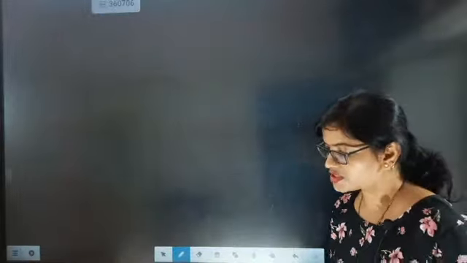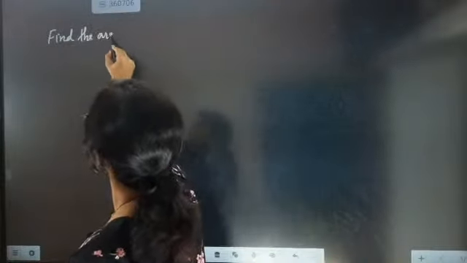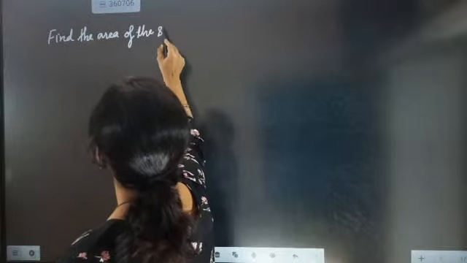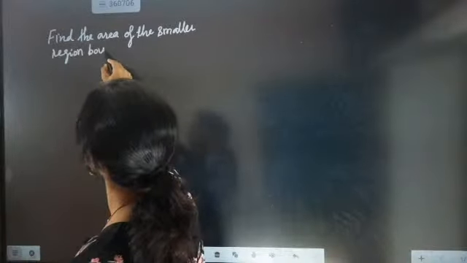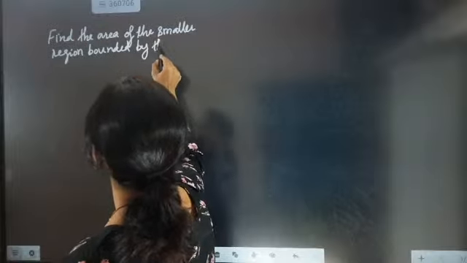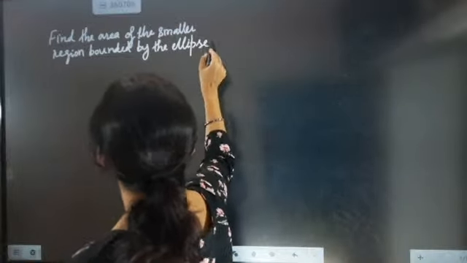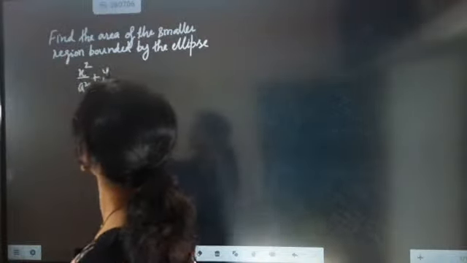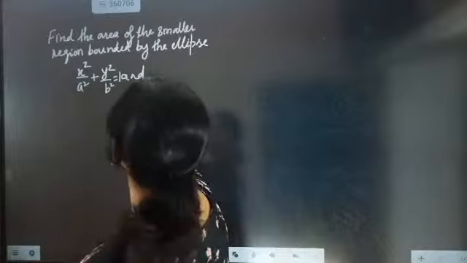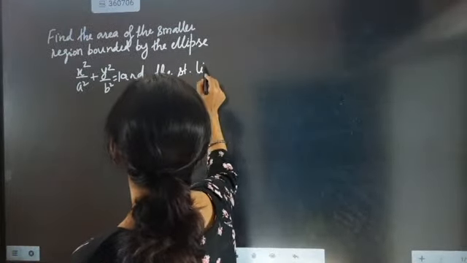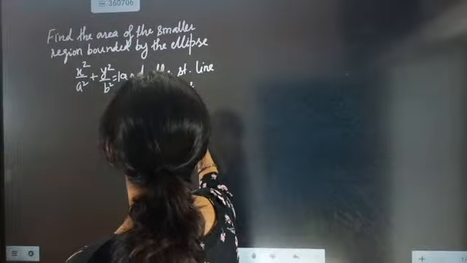Now the next question, this question is a CBSE question. Start doing this question. Find the area of the smaller region bounded by the ellipse x square by a square plus y square by b square equal to 1, and the straight line x by a plus y by b equal to 1.